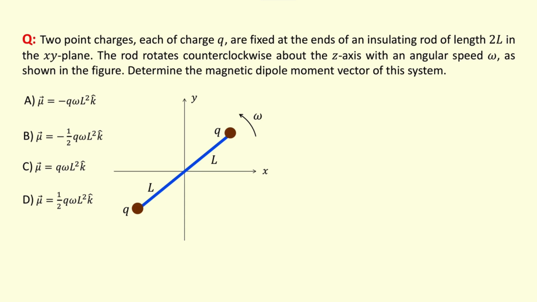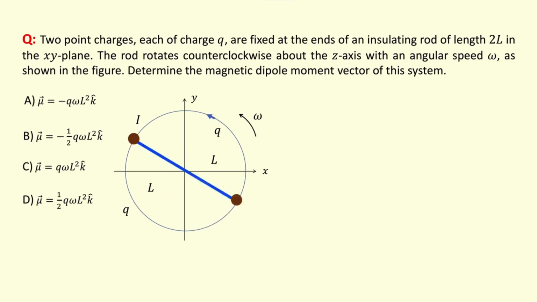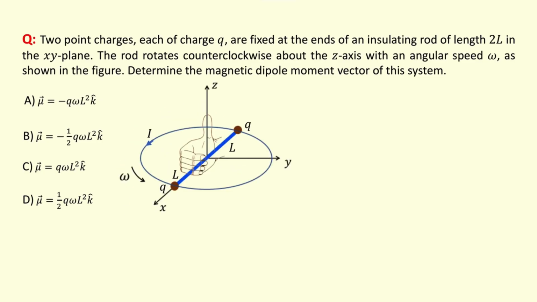This system behaves like a current loop, where the two moving charges, this one and that one, create a circulating current, as shown by I, which produces a magnetic moment along the axis of rotation. Here, the rotation is in the xy plane, like this, and the direction of the magnetic dipole moment can be found by the right-hand rule.